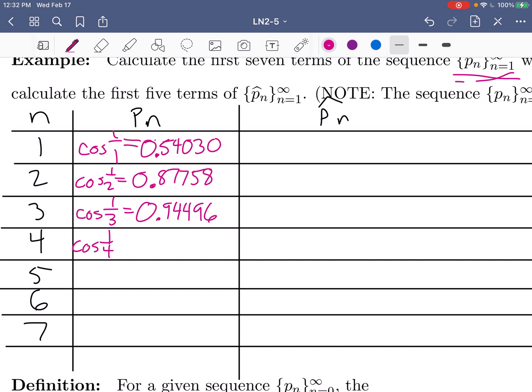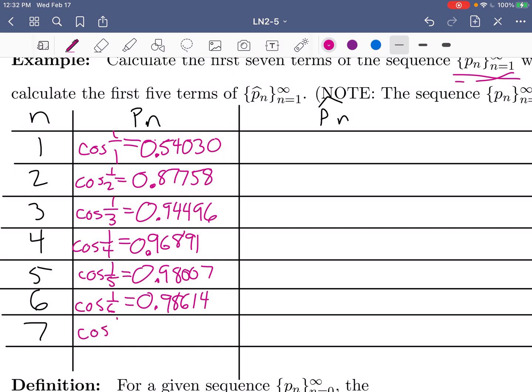Cosine of 1/4 is 0.96891. Cosine of 1/5 is 0.98007. Cosine of 1/6, and this all is in radians, is 0.98614. And cosine of 1/7 is 0.98981.